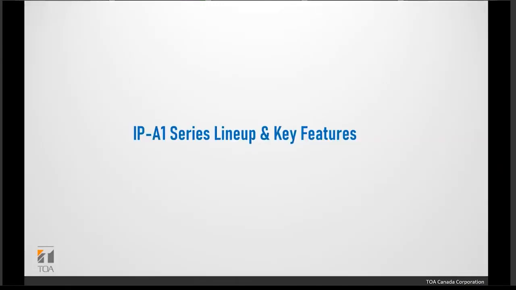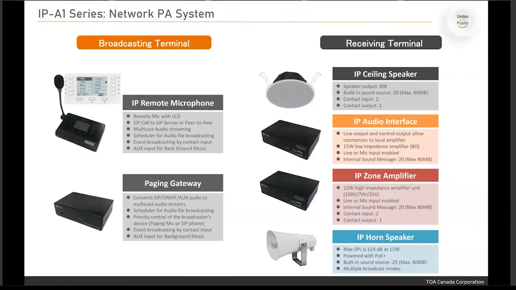So I would like to go over the lineup and the key features of this IP-A1 series. We divided our IP-A1 system into two main columns, the broadcasting terminals and the receiving terminals. I already mentioned the IP remote microphone, which is the first broadcasting terminal. This microphone actually comes with an LCD.